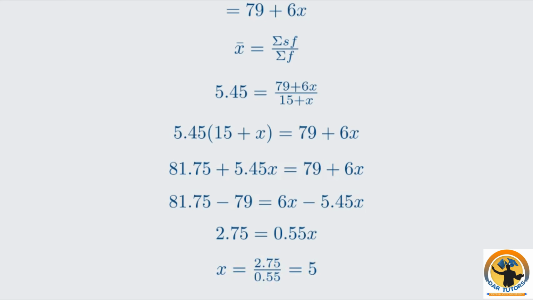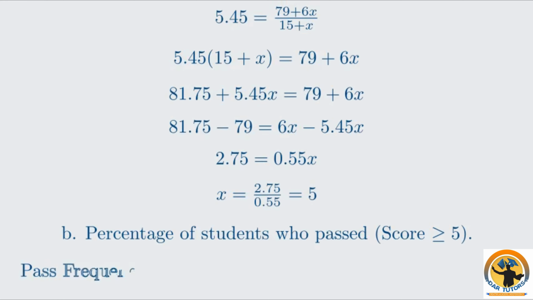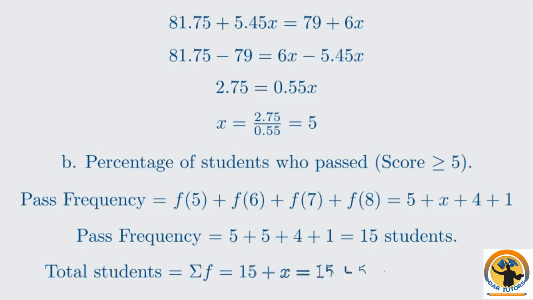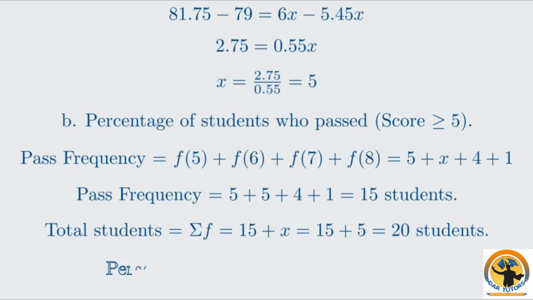Now for part B. Find the percentage of students who passed. A pass is a score of 5 or more. So we need to sum the frequencies for scores 5, 6, 7, and 8. The pass frequency is 5 plus our calculated value of x, which is 5, plus 4 plus 1, giving a total of 15 students who passed. The total number of students is sigma f, which is 15 plus our value of x, making it 20 students. The percentage of students who passed is the number passed divided by the total, times 100. So 15 over 20 times 100, which is 75%.